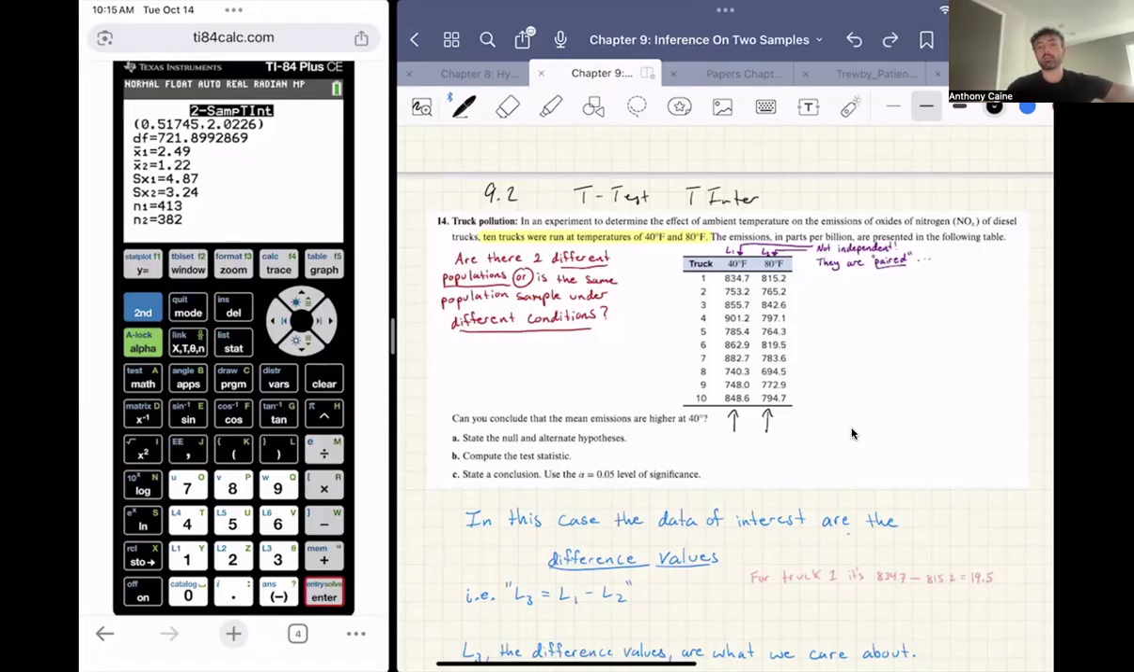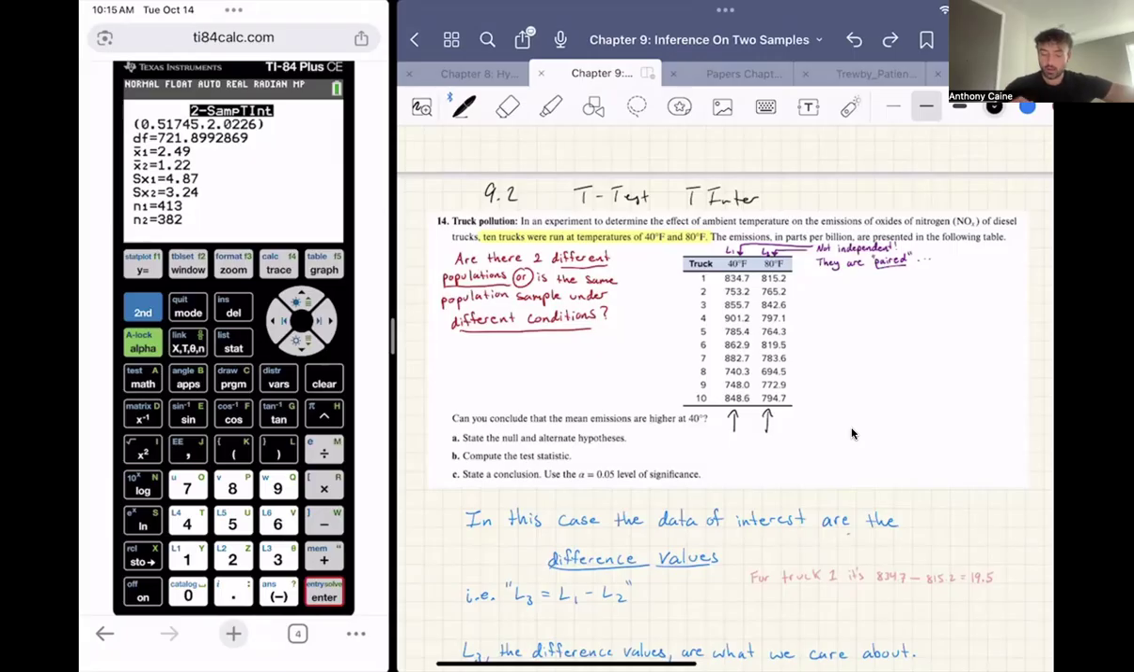When we have problems like this, we should ask ourselves, are there two different populations? Like we saw boy-girl weights and energy drinks and treatment with treadmill walking versus not treadmill walking. They had a treatment group and a control group. Here, we have one set of trucks. There's one population. We're looking at two different things we do to that population. It's one population.